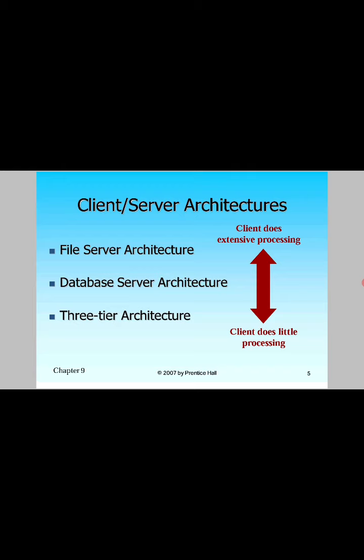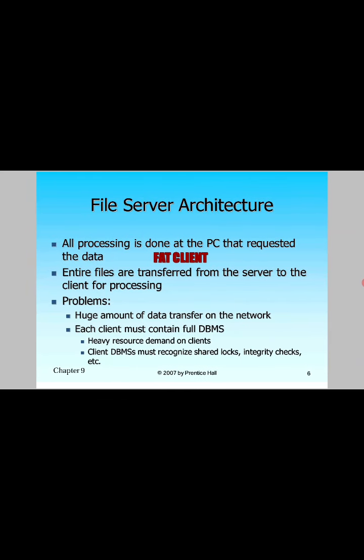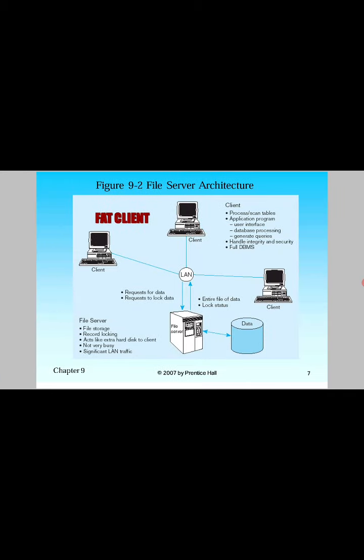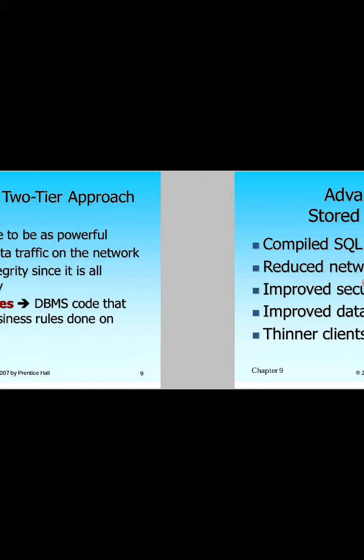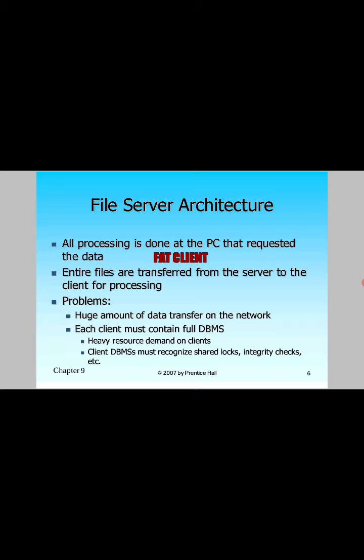First one is file server architecture, second one is two-tier database server architecture, third one is three-tier architecture. In the file server, the client does extensive processing, while in the three-tier architecture the client does little processing. Generally at the file server level, client requests are more, whereas in the three-tier architecture the processing is a little less. So first we discuss the file server architecture. Second one is the two-tier database server architecture. Third one is the three-tier architecture. These are the three server architectures.